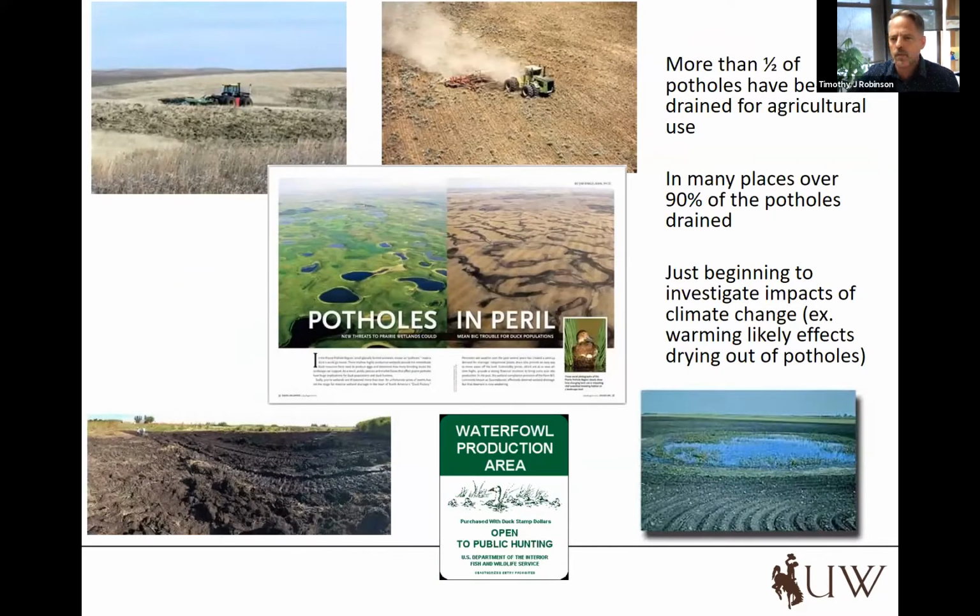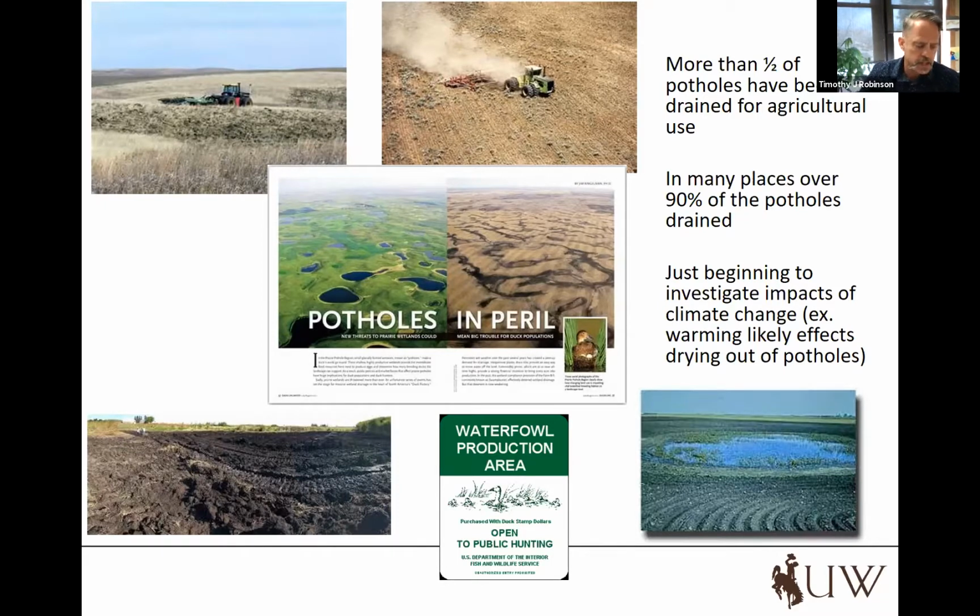So what's the issue with the prairie pothole region? Well, over the last 50 years or so, it's estimated that more than half of these potholes have been drained for agricultural use, and in many places, over 90% of these areas have been drained. And there's been a lot written about the destruction of the habitat in this particular region.